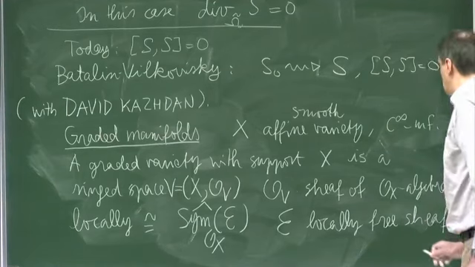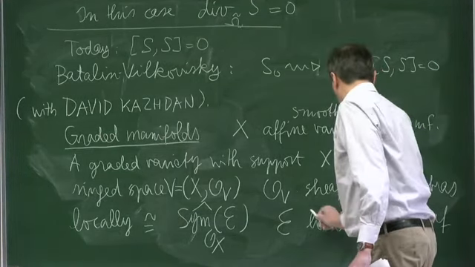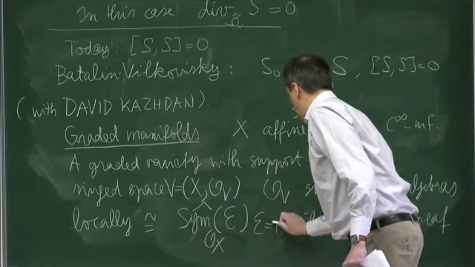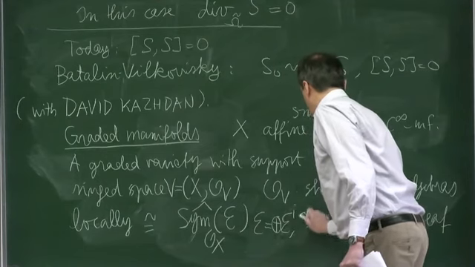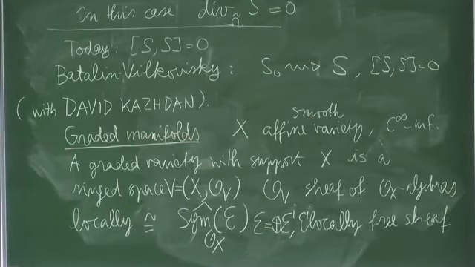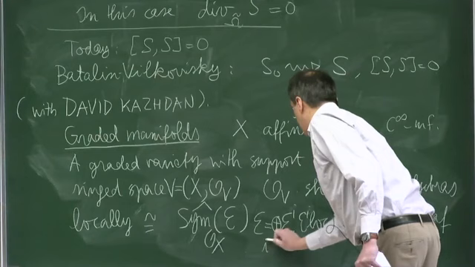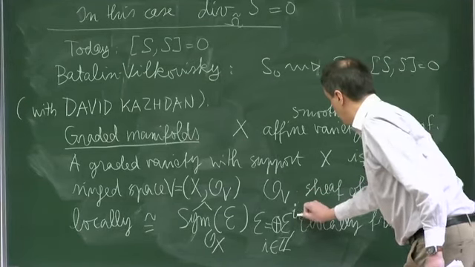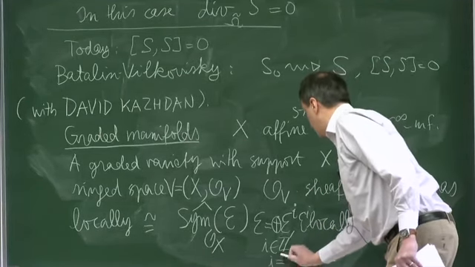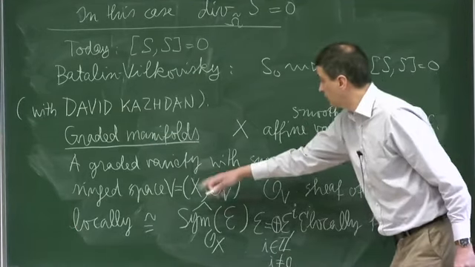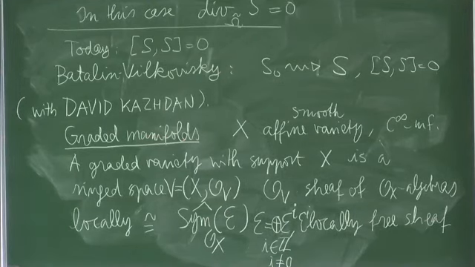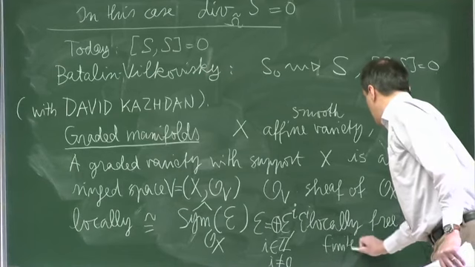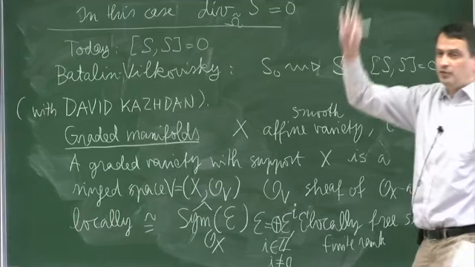A graded... So E is a direct sum of E_i, and each E_i is a locally free sheaf. Here i is in Z, and so one has to be a little careful because we have both positive and negative degree. But we will take out the degree 0 because it will already be contained in X, in the functions on X. Each of them is of finite rank, but the whole thing can be infinite dimensional.